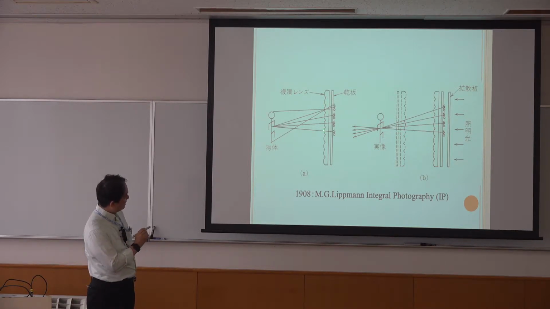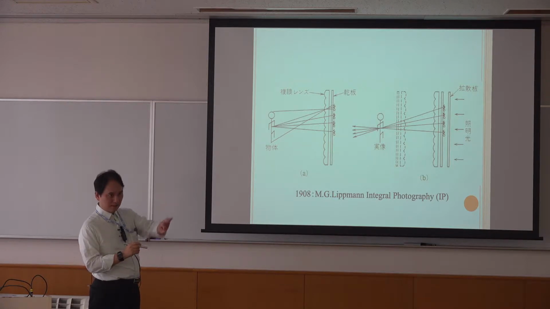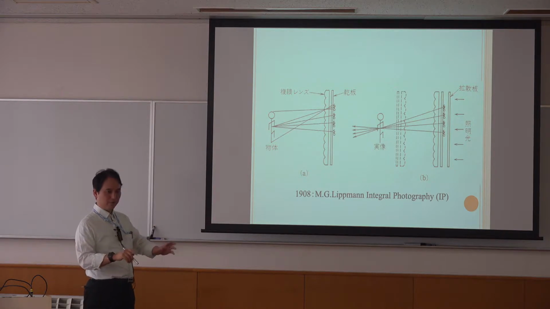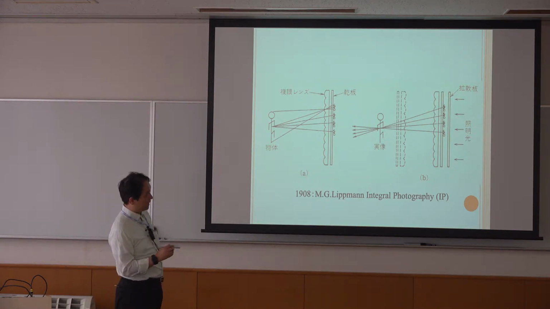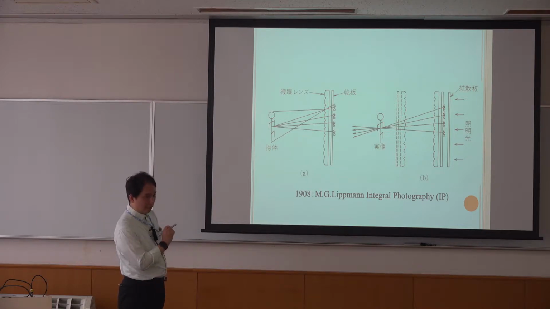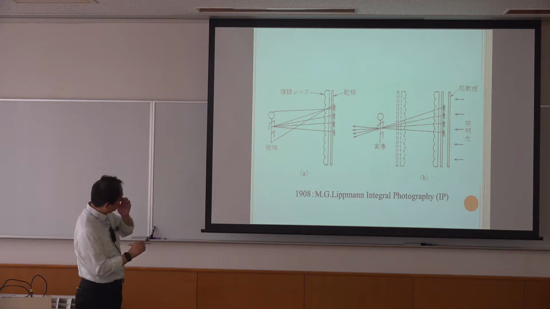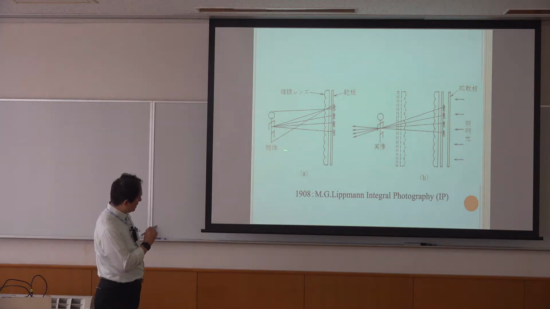There are many very small lenses, for example, about 200 or 400 lenses, and each lens acts as a camera. Okay, this object is captured like this here. This object is recorded here. So this is equivalent to a very large number of cameras. This is capturing, and this is display.